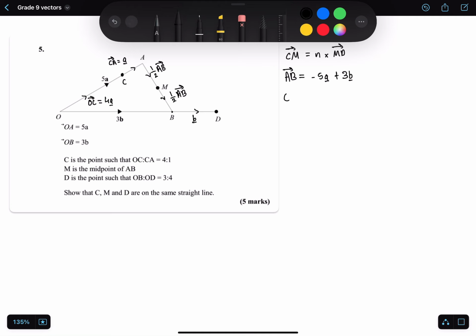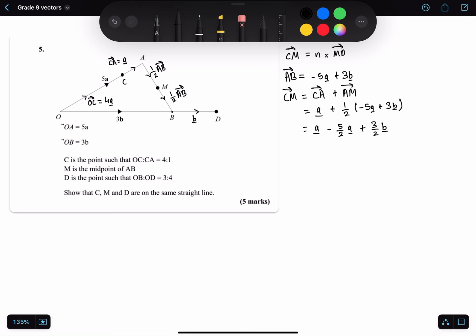So when you want to go from C to M, that will be CA plus AM. And we already know what CA is. We know that it's A. And we now know what AM is. It's simply a half of AB, which is minus 5A plus 3B. And now again, we want to expand the brackets. So we have A minus 5 over 2A plus 3 over 2B.